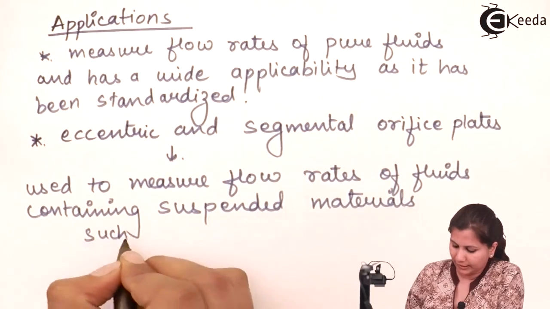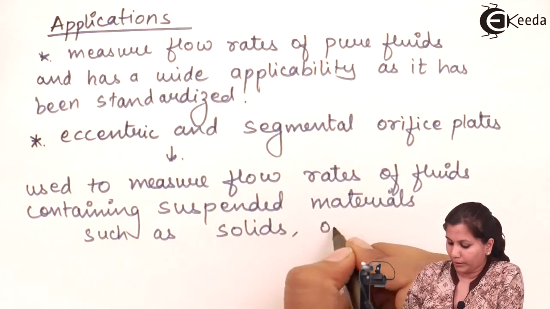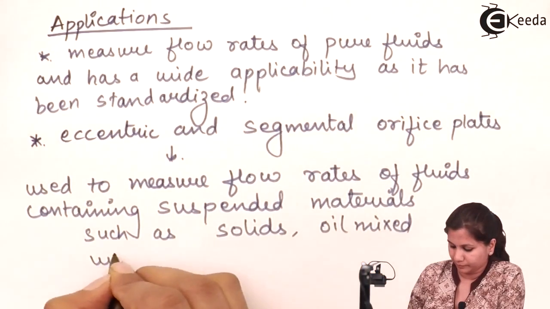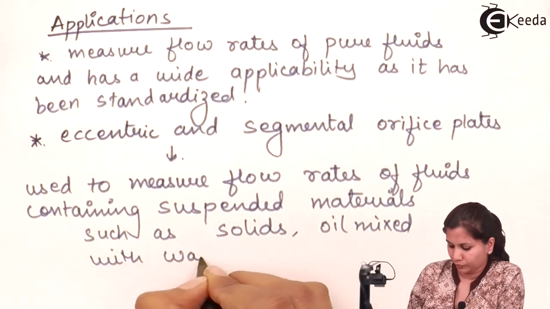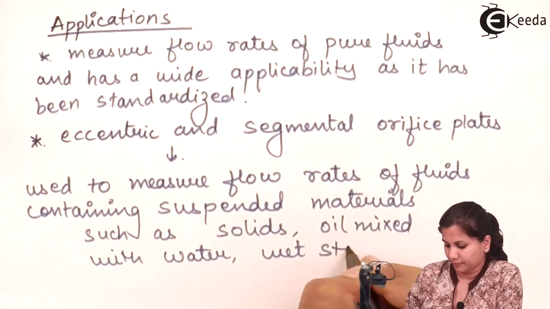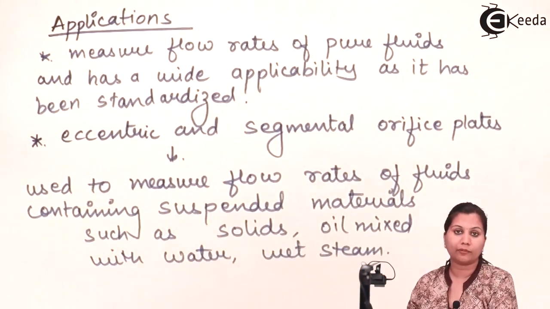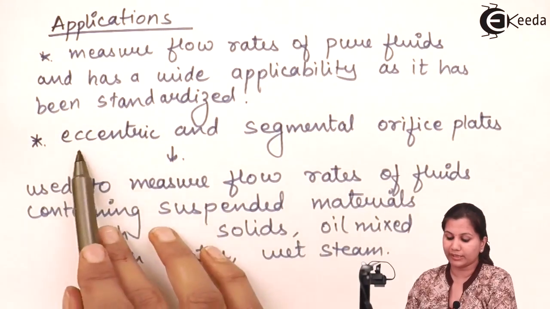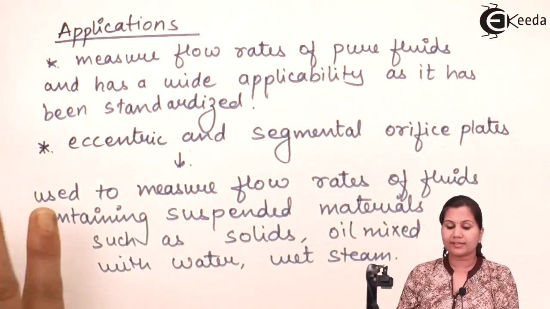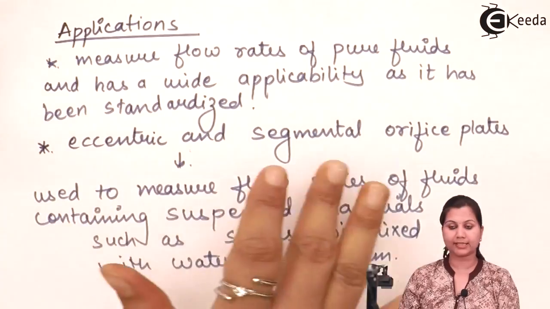Suspended materials like solids, oil mixed with water, or steam which is wet. So for such types of fluids, their flow rates can be measured with the help of the eccentric and the segmental types of orifice plates. So these are some of the applications of the orifice plates and the various types of orifice plates.